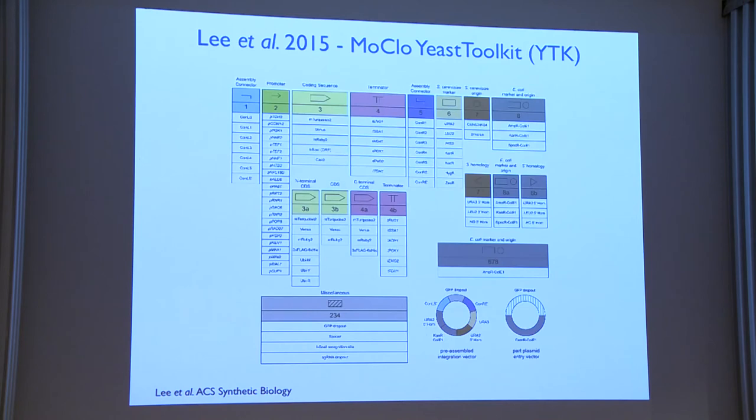And the kit that you can go out and get now from Addgene, if you're a yeast group and you want to get using this, contains a whole variety of different parts. There's about a 96-well plate is what you get. In our own lab and in John's lab, these collections have now ballooned to many hundreds of parts.